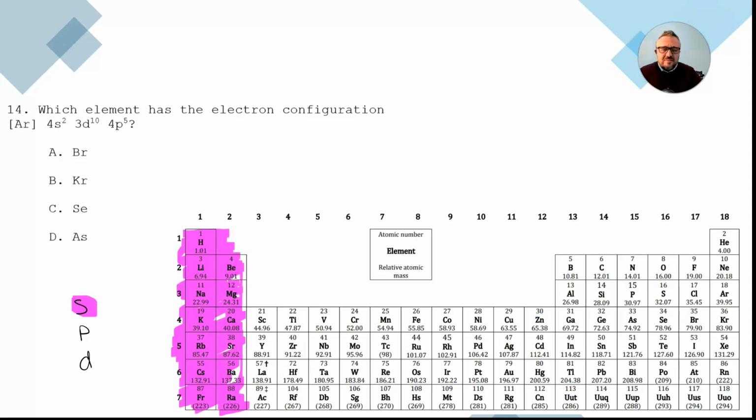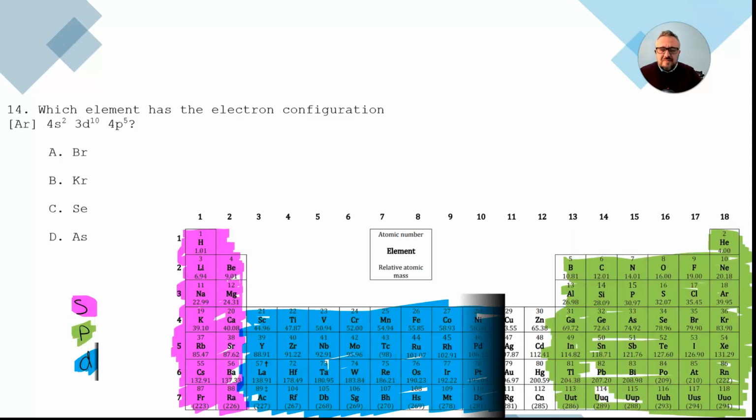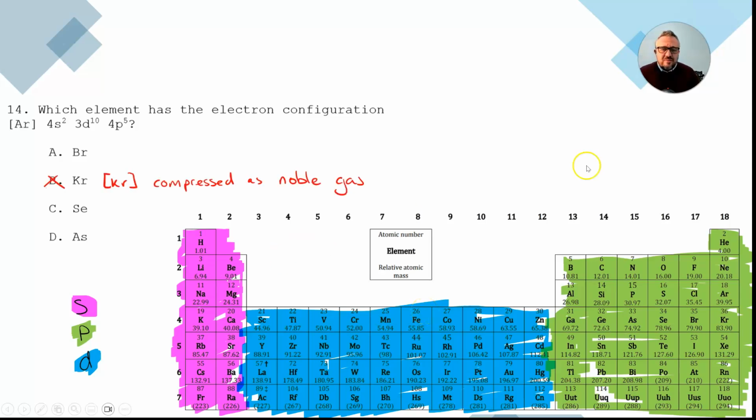Alrighty. So let's, just for fun, break our periodic table up into blocks, because this will come into it at different points, right? So this is our S block, this is our D block, and this is our P block. Transition metals just to make things fun. So let's have a look. We know it's not krypton, because krypton's a noble gas, so it would just be compressed as brackets Kr if we were going to do that, right? That's not how it would work.